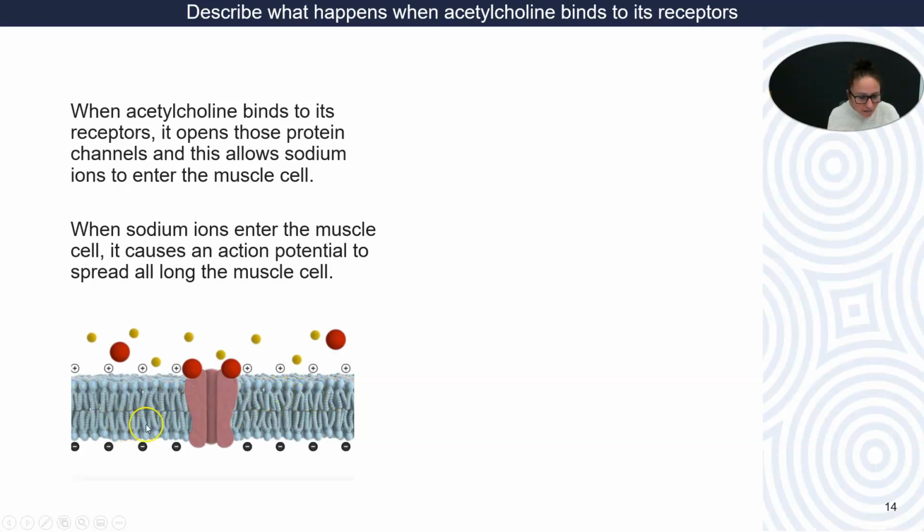And look at these guys. They are phospholipids. So what is this called? A phospholipid bilayer. So that is the plasma membrane of the muscle cell. Look how adorable they are with their little kinky tails. Cute. All right. So when acetylcholine binds to the receptors, it opens up the channel, and the pink channels are designed to only let sodium through.